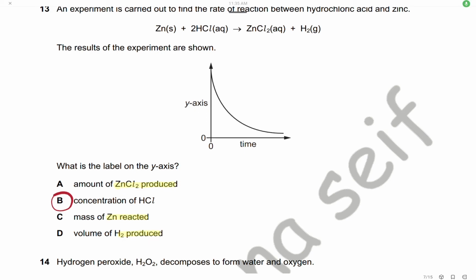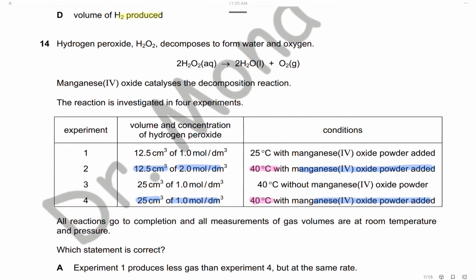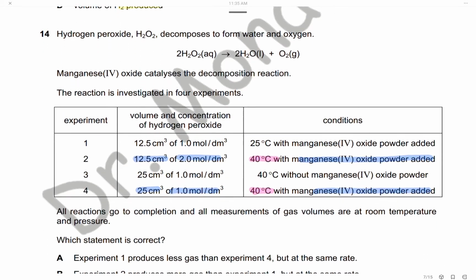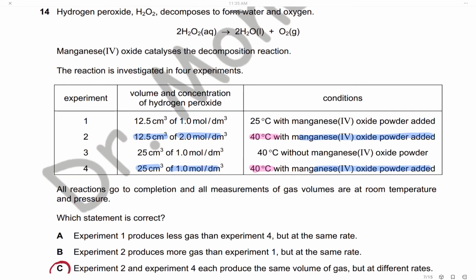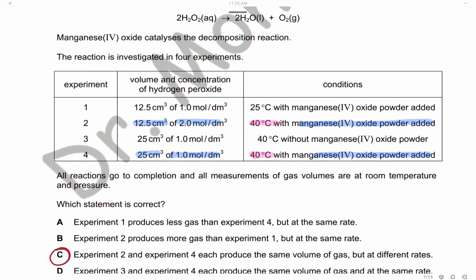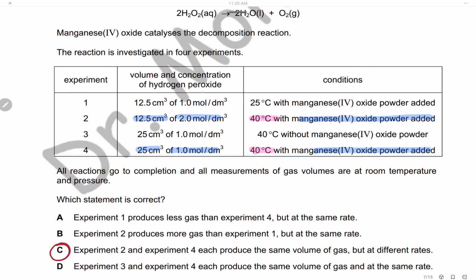Question 14. Hydrogen peroxide decomposes to form water and oxygen. Manganese(IV) oxide catalyzes this decomposition. This reaction is investigated in 4 experiments. Here in the first column we have the volume and the concentration of hydrogen peroxide used. In the second column we have the condition, whether we use manganese oxide as a catalyst in powdered form, or some experiment like experiment 3 without the catalyst. All the reactions will go to completion, and all measurements of the gas volume are at room temperature and pressure. Which statement is correct?